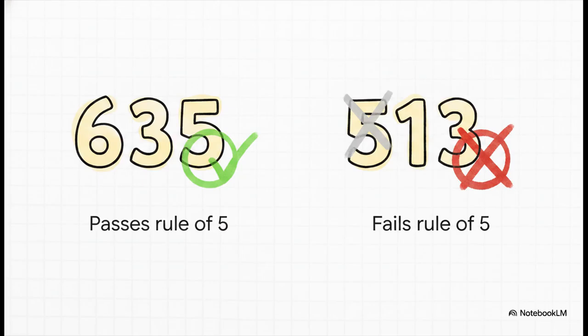Now contrast that with 513. Even though 513 starts with a 5, don't let it trick you. It ends in a 3, and since 3 is not a 0 or a 5, it totally fails the test. 513 is not divisible by 5.